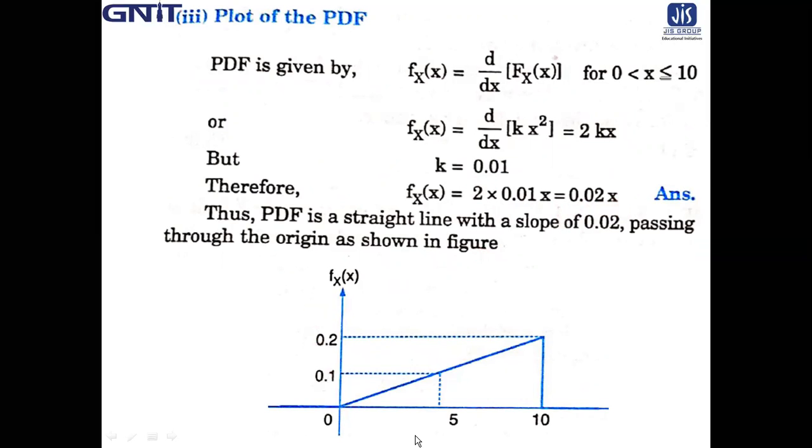Now we are plotting here the PDF for different values of x. For x equal to 5, it is 0.1, and for x equal to 10, it is 0.2. So this is the PDF plot. Okay, that's all. Thank you.